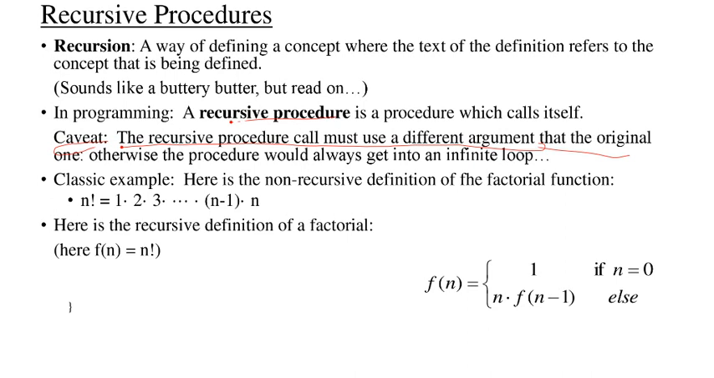Suppose your original argument is n when you call the recursive function for the first time, and for the second time the argument must differ. So for the first time the argument was n, for the second time the argument was n minus 1, and for the third time for the same recursive function the argument may be n minus 2. Likewise, the recursive procedure call must use a different argument than the original one. Otherwise, it gets into an infinite loop.